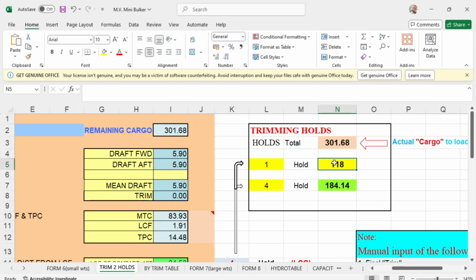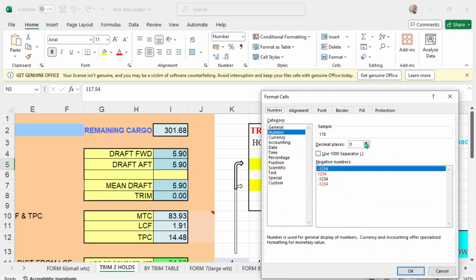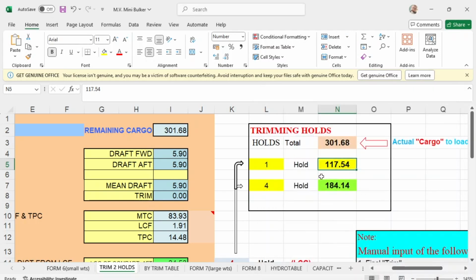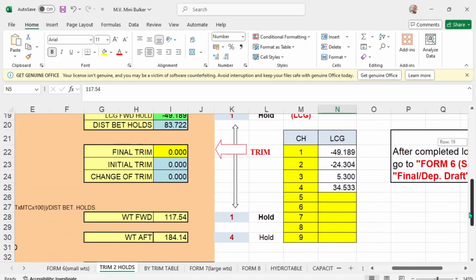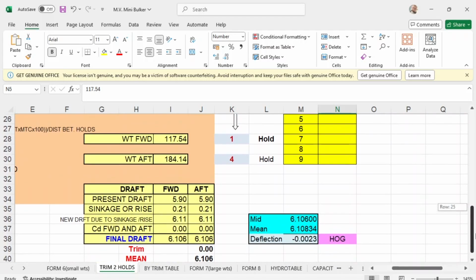So you just put this one so you will see it more clearly. Then we put here 2. So there, 117.54, and your hold number 4 will be 184.14. What will be your departure drop? The departure drop will be exactly 6.106. Forward and up will be 6.106. Your trim will be 0 and your main drop is 6.106. And here you will have a 0 deflection.